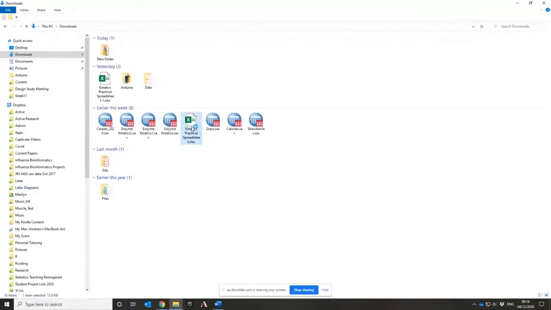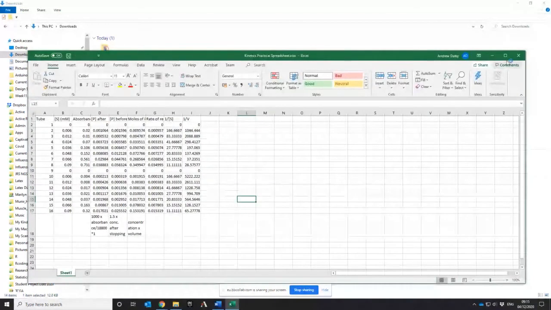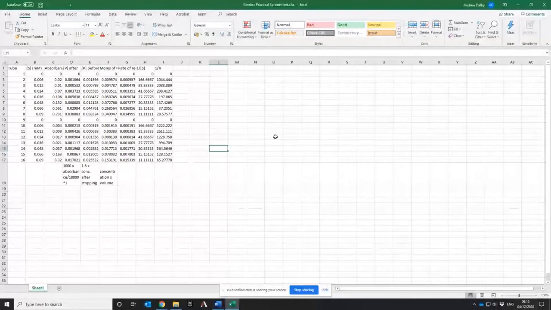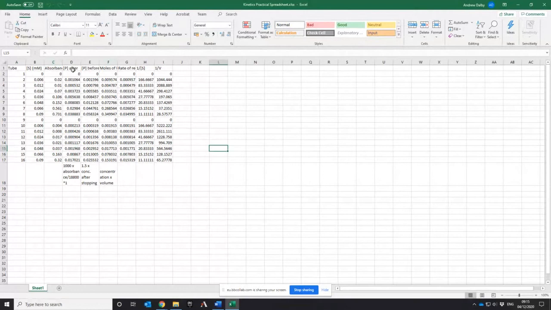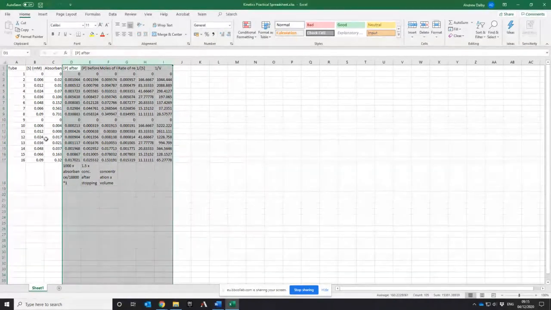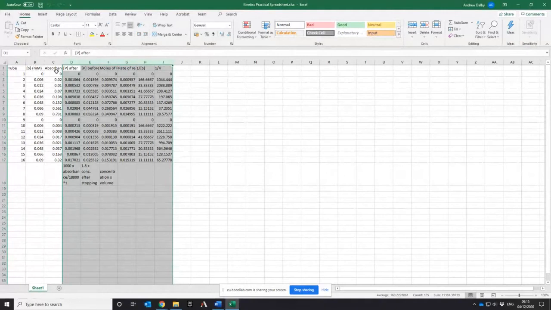Now, last year you did a kinetics practical. If it went right, you'll have your own data. If it went wrong, they will have given you some example data. So this is the example data that we give out. This is what they would have given you. Let's ignore columns D to I. They gave you the tube numbers, the concentration of substrate, and the absorbance.